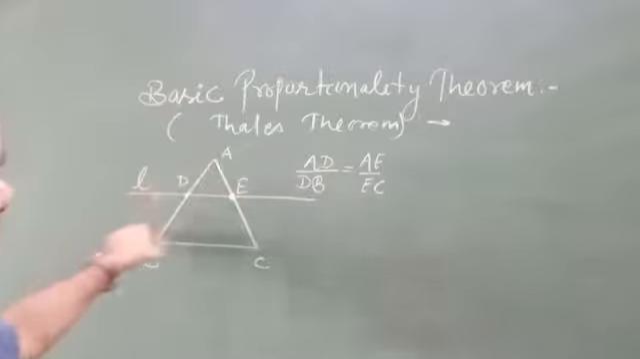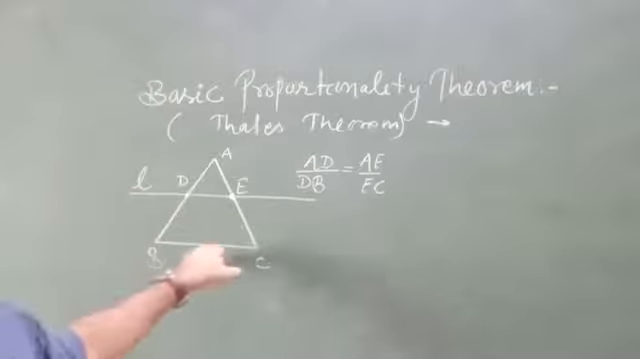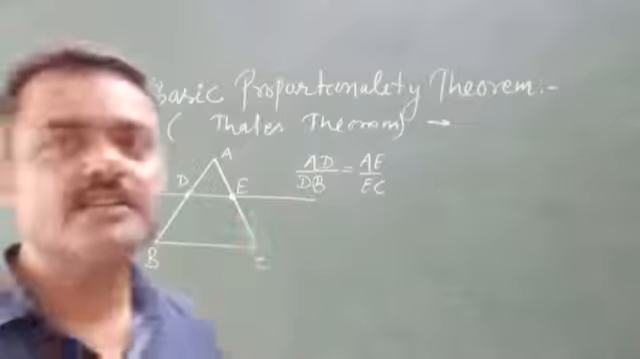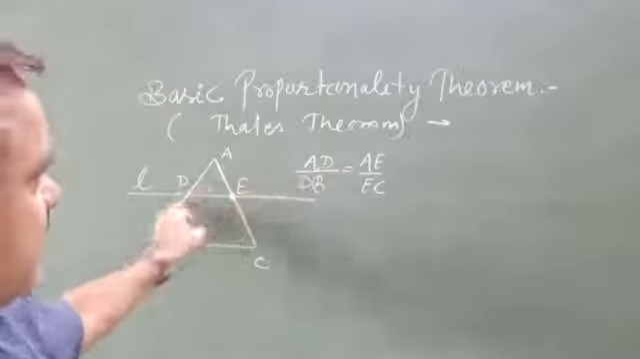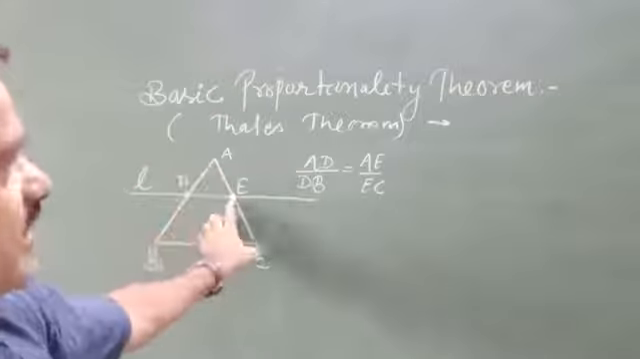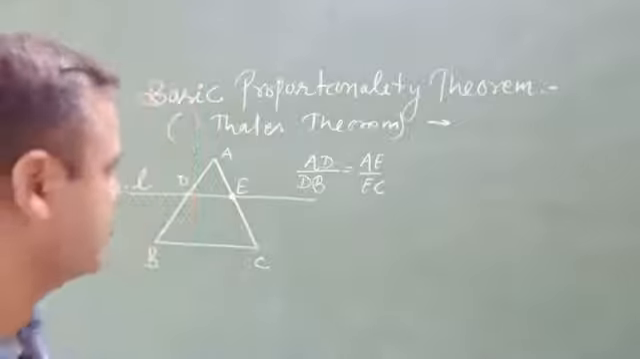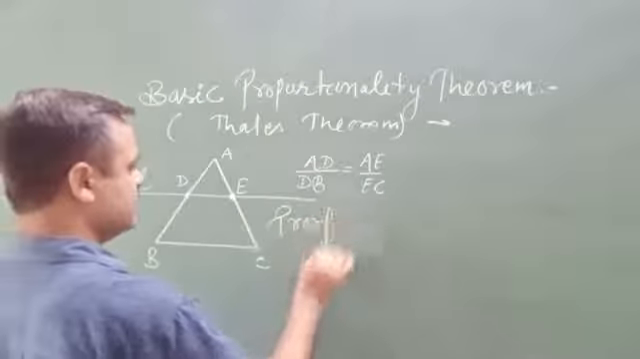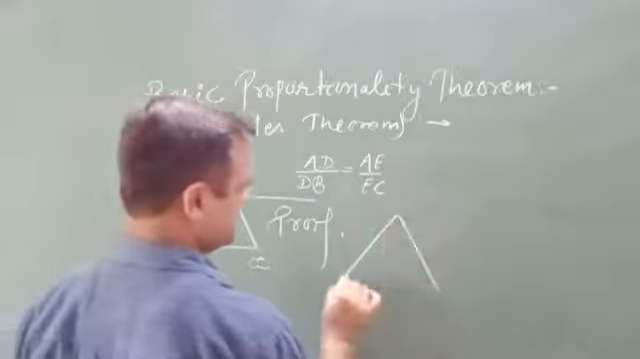If in a triangle ABC, a line L which is parallel to a side of the triangle intersects the other two sides, it divides them in the same ratio. It is AD upon DB equal to AE upon EC. So this is what we have to prove here. Okay, so let us come to the proof.